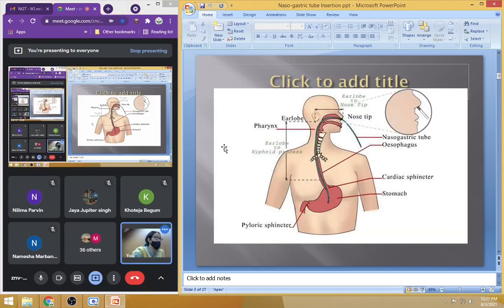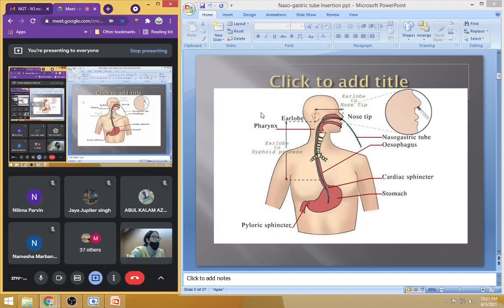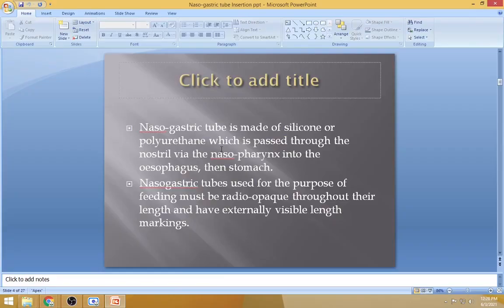So this one. Can you see the slide? Yes, ma'am. So from the tip of the nose to the earlobe here, and from the earlobe to the xiphoid process. After measuring it, it will go inside. This is the pharynx. It has to go inside the pharynx, not the larynx. If it goes inside the larynx, then it will go to the lungs. So we have to be very careful while inserting.